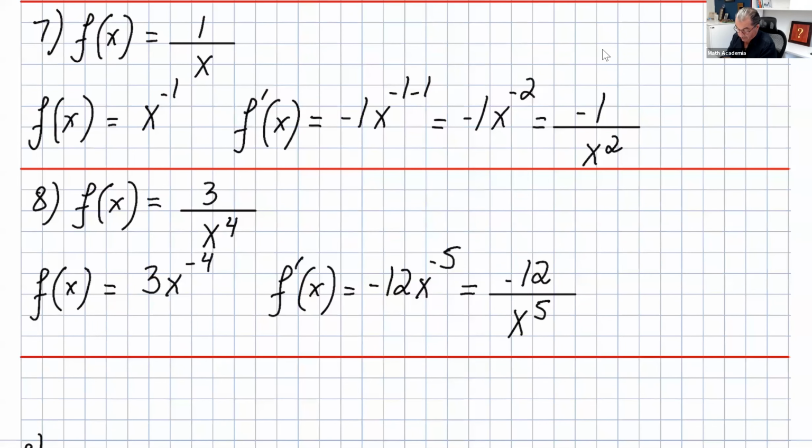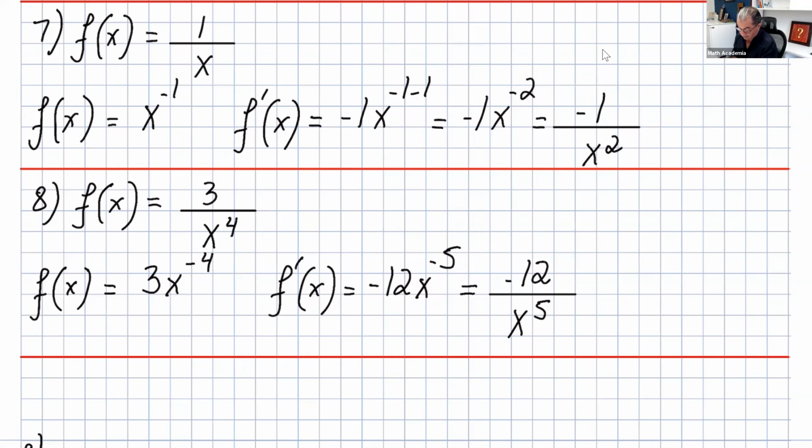Next one, if you have f of x equals 1 over x, first make the function in a way so you can use the power rule. Write this as x to the power of negative 1. Again, 1 over x is the same thing as x to the power of negative 1. Once you make it ready for the derivative, then you can use the power rule. So this is negative 1 times x to the power of negative 1 minus 1. That's negative 1x to the power of negative 2. Do not keep the negative exponent, make it positive again, so it's negative 1 over x squared.